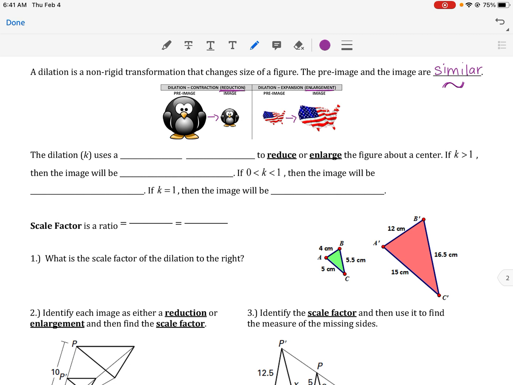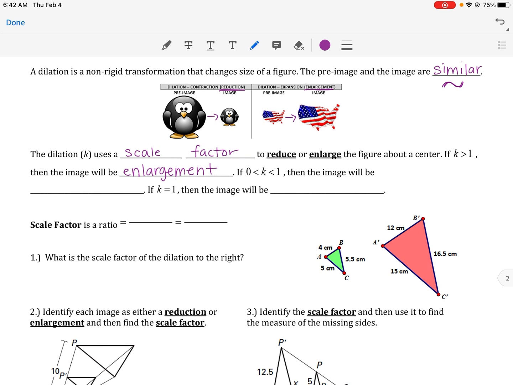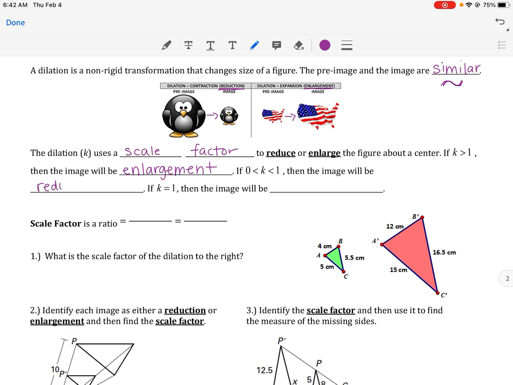So a dilation, K, uses what they call a scale factor to reduce or enlarge a figure about a center. There's got to be some point that we're dilating it from. That's what we call a center. If K is bigger than 1, just think about it, if you multiply by 1.5, or by 2, or by 10, then the image will be an enlargement, meaning it will get bigger. If you multiply by something between 0 and 1, like a half, or 0.2, or 0.9, the image is going to get smaller, so we call that a reduction.